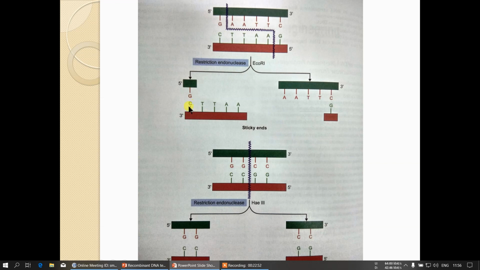So two different DNA strands are produced this way. This is the one, and this is another. This is the sticky ends, but this is the blunt end.